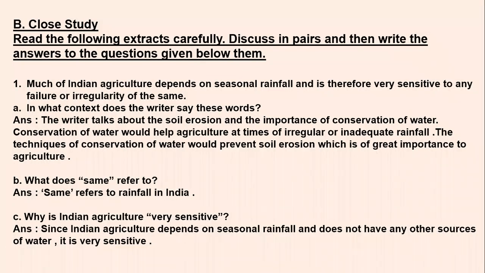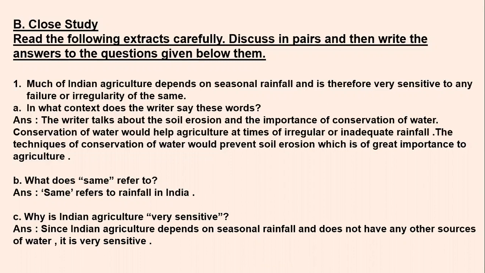See students, we had discussed the first main, and this is the next main of your textbook. It's named B point and it's close study. The heading is: read the following extracts carefully, discuss in pairs, and then write the answers to the questions given below them. So this is the heading, and here we have one sentence, and we have 3 sub questions of it, which we'll be learning in detail and seeing the answer. Okay, so moving to the first question, which has 3 sub questions in it.